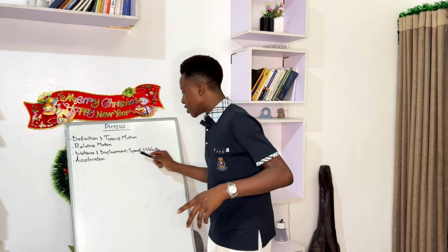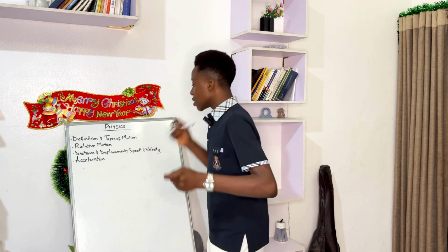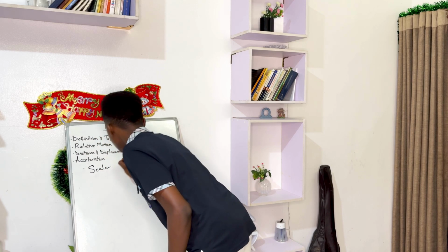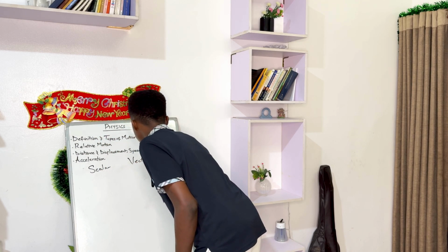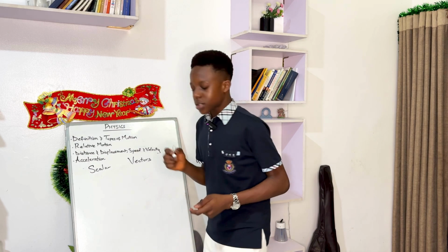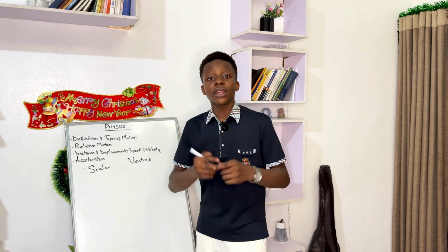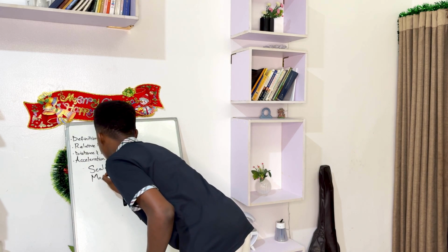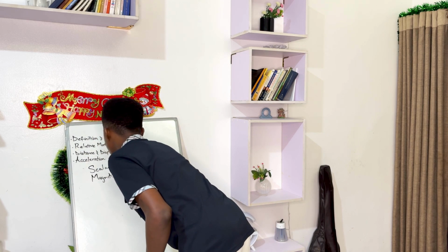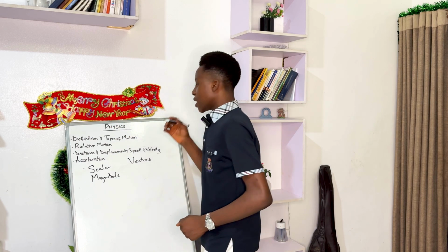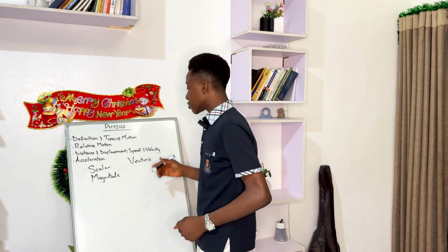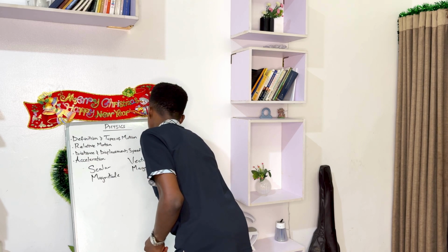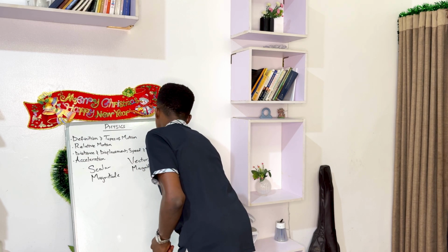Before I talk about these terms, I want to tell you about scalar and vector quantities. A scalar quantity is a quantity that only has a magnitude. Let me write that down. I'm going to explain it in a minute. Magnitude. And a vector is a term in physics that has a magnitude and a direction. Magnitude and direction.